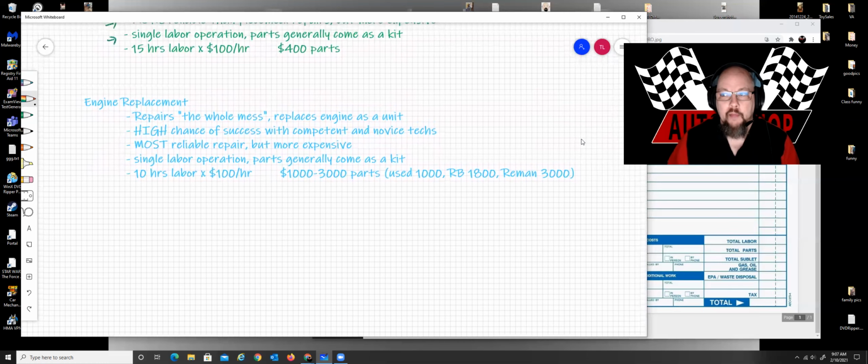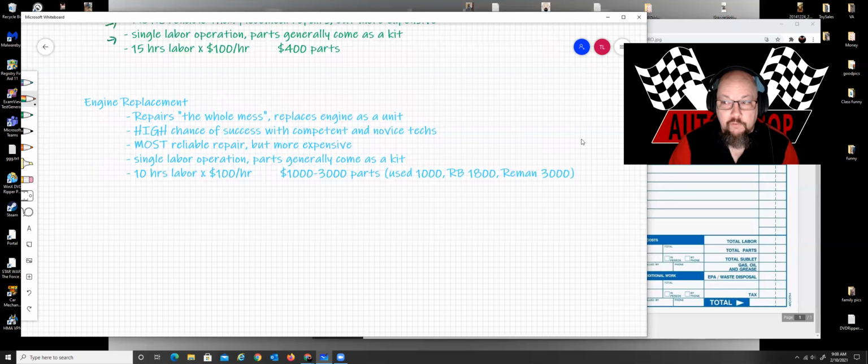Lastly, we have this engine replacement, okay? Now, as a technician, I've been doing this for plenty of decades. The engine replacement repairs the whole mess. It replaces the engine as a unit, as a part, okay? Given the oil sludge and the metal that's found in there, this is what most techs would go for. They would look at it and go, I ain't touching that mess, okay?